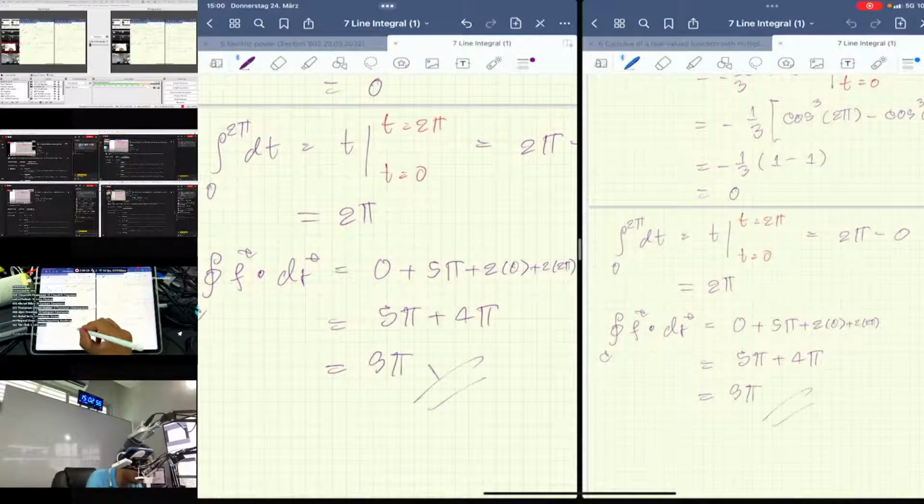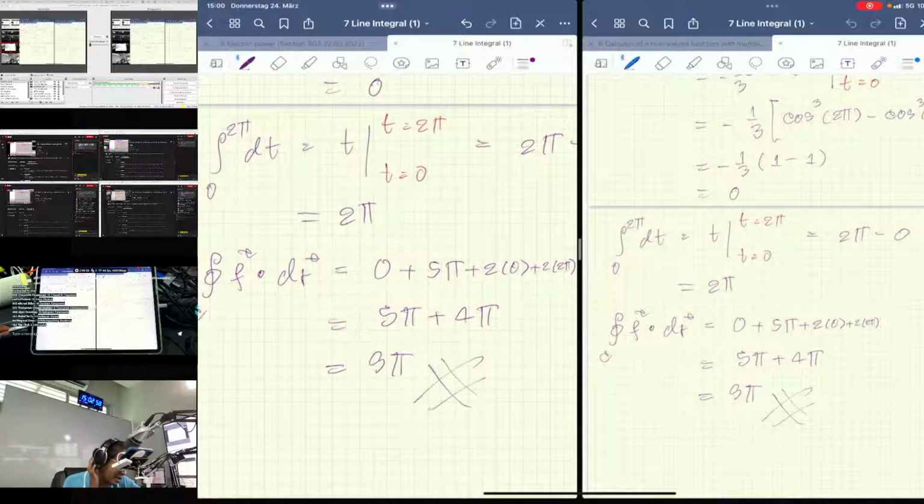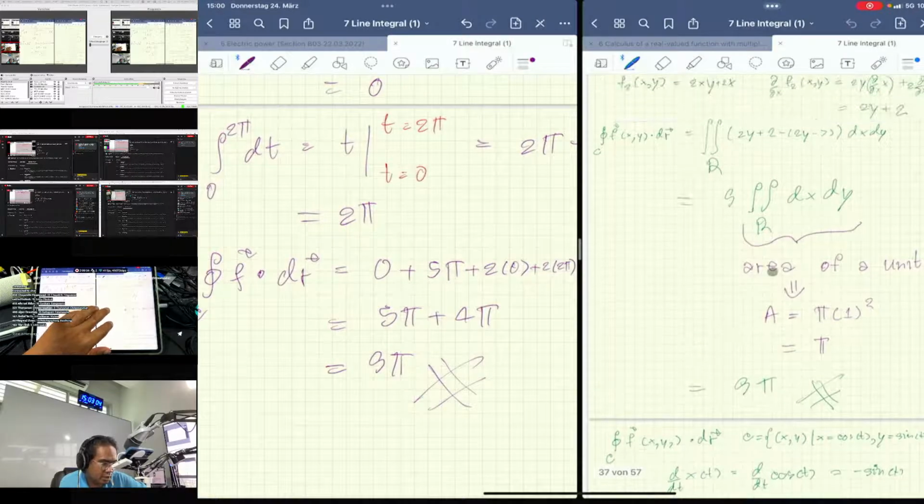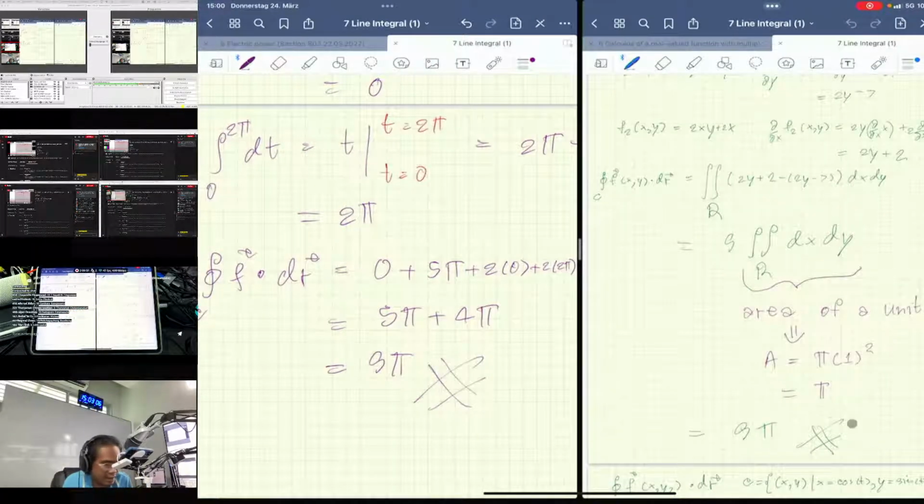Actually, this is the method in the conventional line integral, which gives 9 pi, but let's consider it in terms of Green Theorem, we get also 9 pi. That's the same quantity. So the answer here is correct.